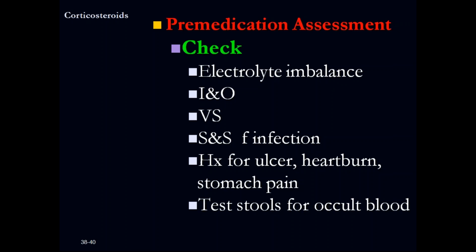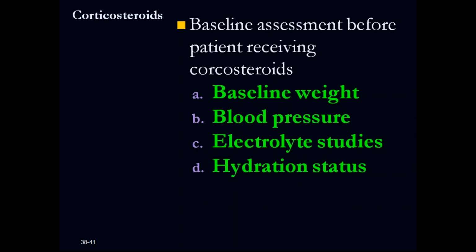Because NSAIDs block the prostaglandin and decrease the mucus of the stomach. All right, so test stools for occult blood. Obviously, if you have some gastritis, you can have some bleeding. Bleeding in the stomach is being cooked by the gastric acid. It's called melena, and it can be detected in the stools.